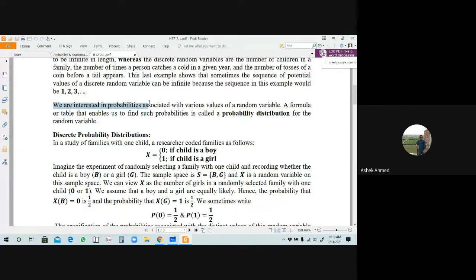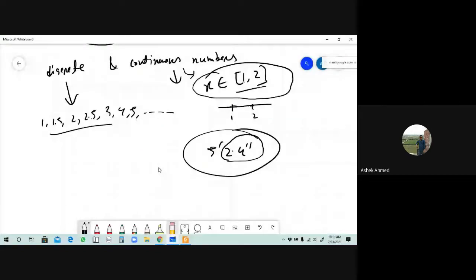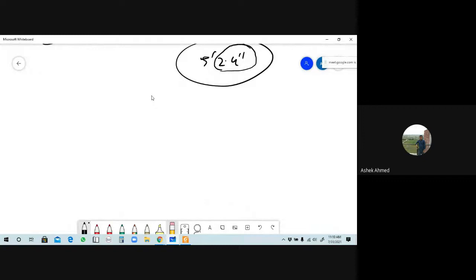We are interested in probabilities associated with various values of a random variable. A formula or table that enables us to find such probabilities is called a probability distribution for the random variable. What do you mean by probability distribution? Okay, now we discuss probability distribution.